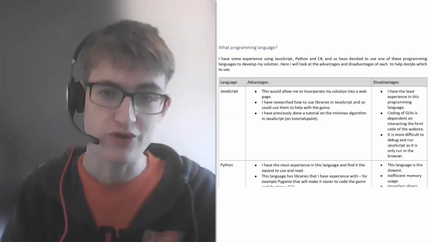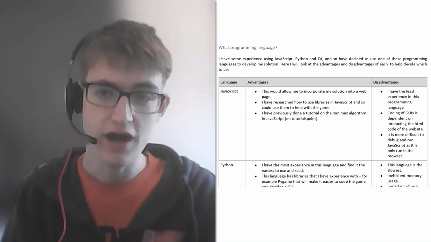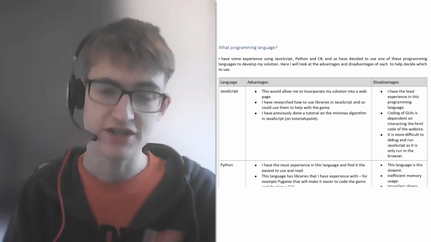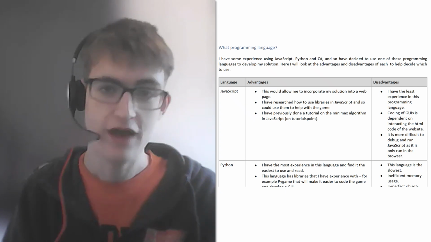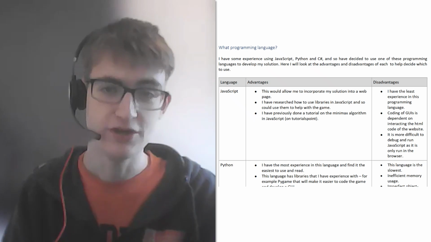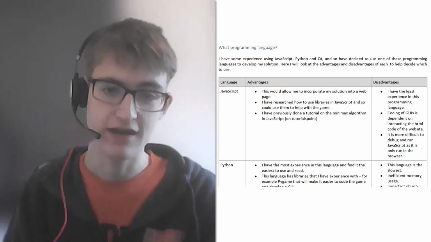Next, I looked at what programming language I would use. Now, I had some knowledge of a few different ones, so I compared the advantages and disadvantages of each and recorded it in a table. I then wrote a conclusion on which I thought would work best for me, and also mentioned the IDE I'd be using. You can generally get away with using just about any programming language, so long as it supports object-oriented programming and the requisite complexity for your project.